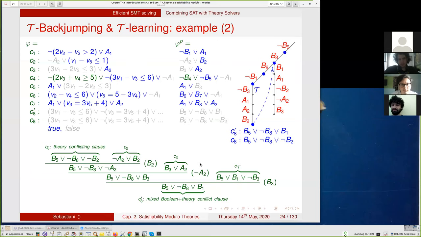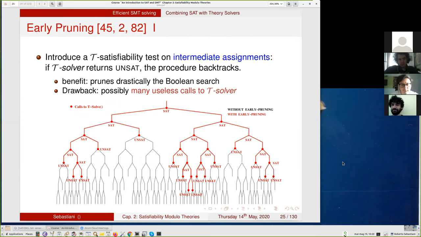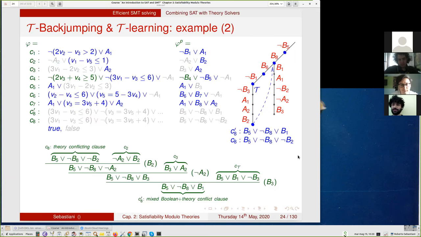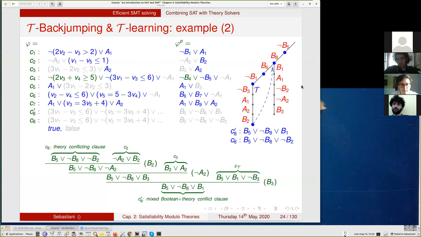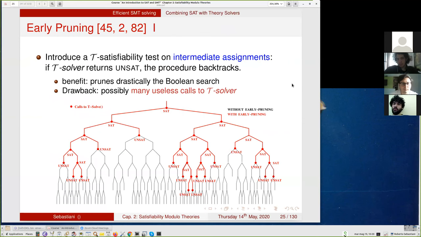Yes. Okay, so the next important factor is what is called early pruning. So we were saying that in the general schema that we mentioned here, we wait until the truth assignment satisfies the formula, that is, all clauses are satisfied, and only then we invoke the theory solver. Actually, this is not what typically happens in the SMT solver. In SMT solvers, typically the theory solver is invoked much earlier. You don't wait until your truth assignment satisfies the formula in order to check that the truth assignment is consistent.